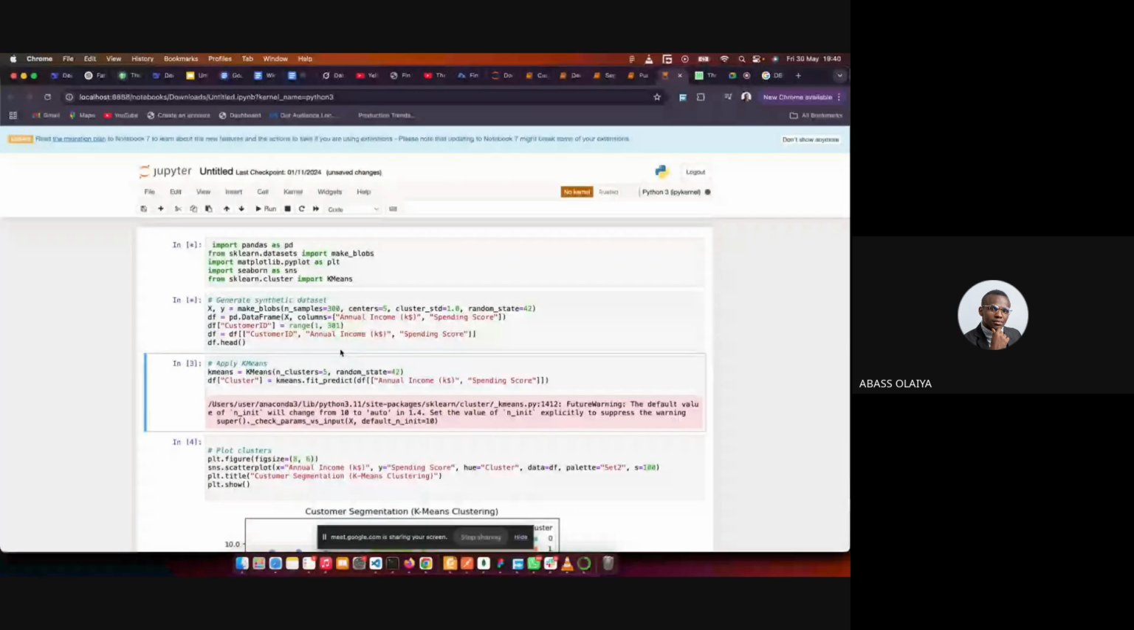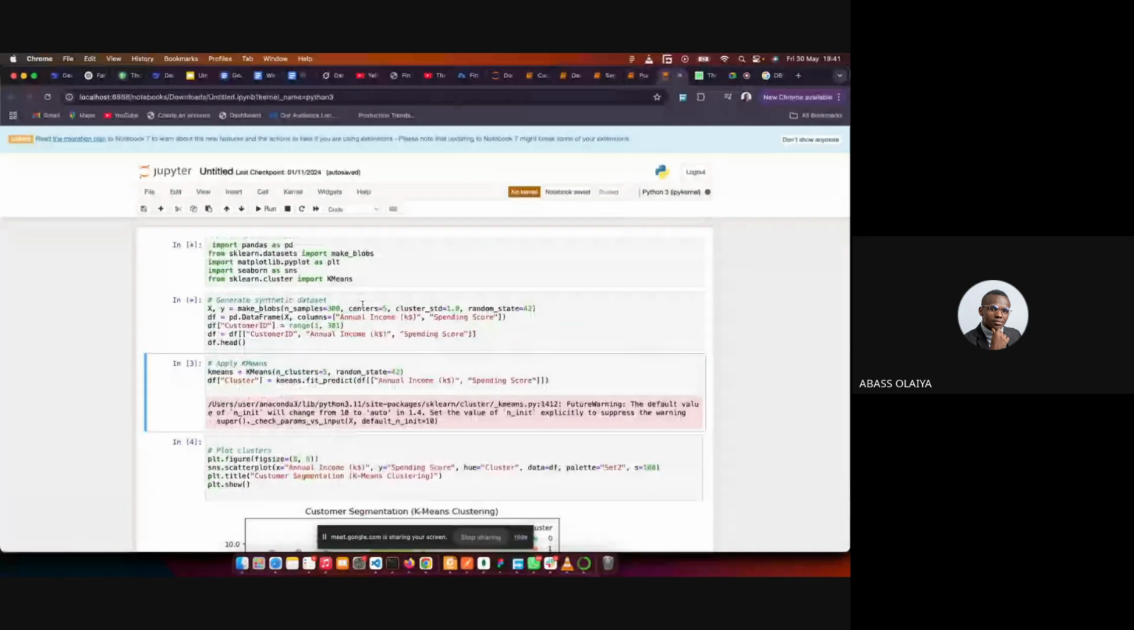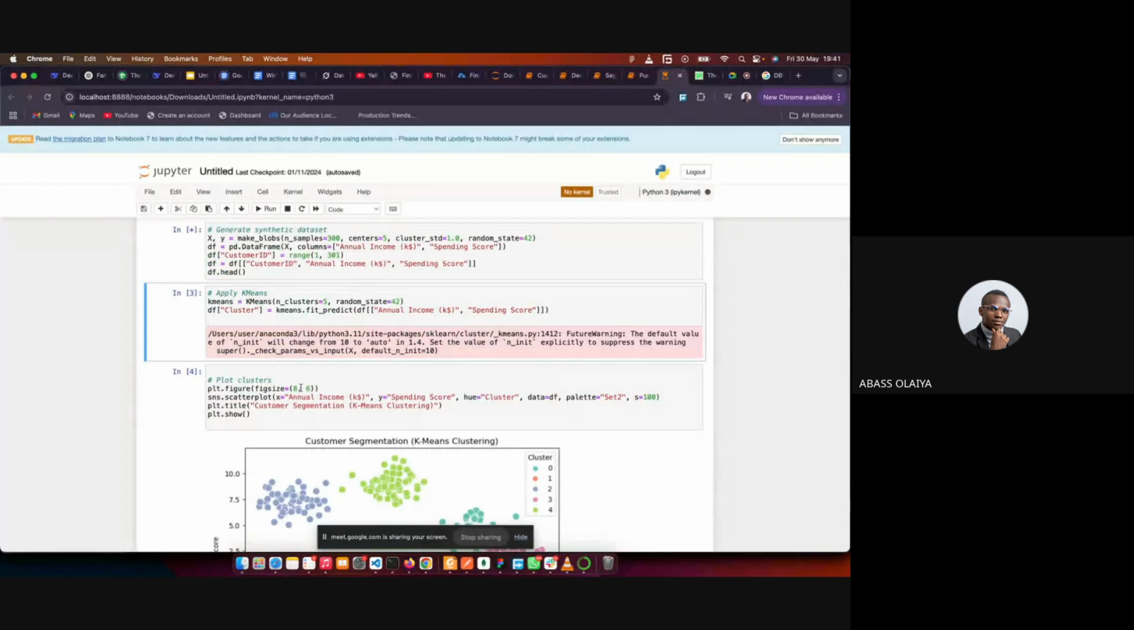It's still importing this. Why is it taking forever to import these libraries? Sorry for the breakdown. I don't know why, but I just wanted to show you that you can generate your data yourself, then run the same model that we ran.